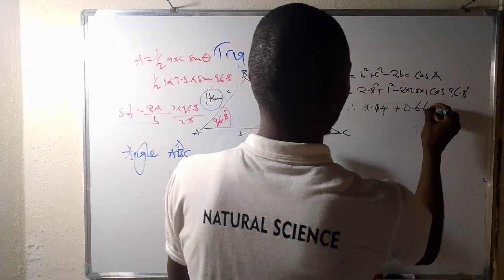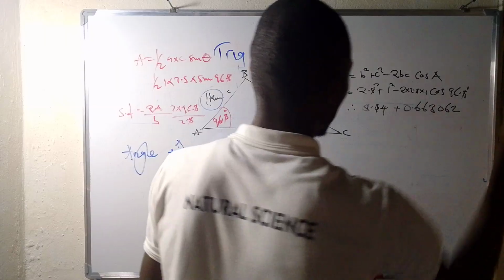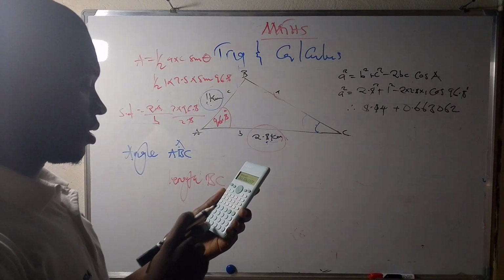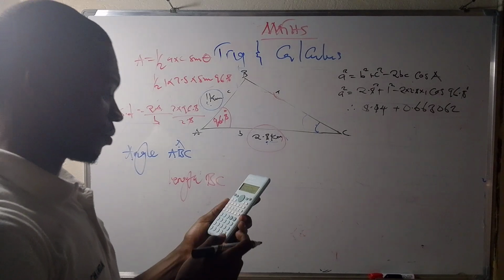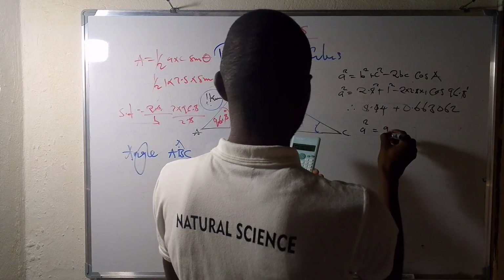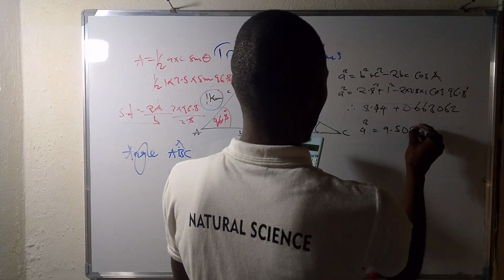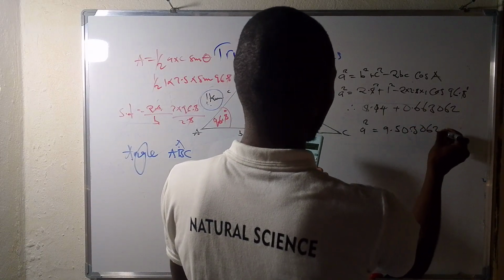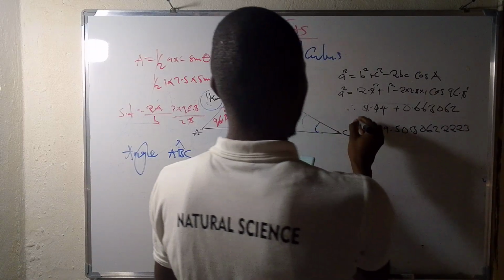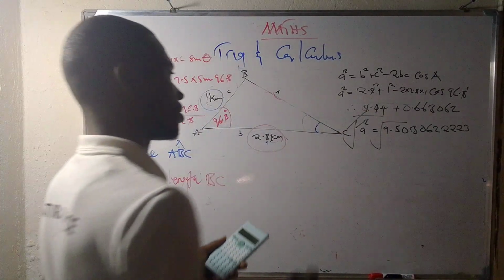0.66306, then 2 would carry there. So I'll add that number plus 8.84. I'm getting, so a squared is equal to 9.5033062223. Then to do the square root, square and square root go.